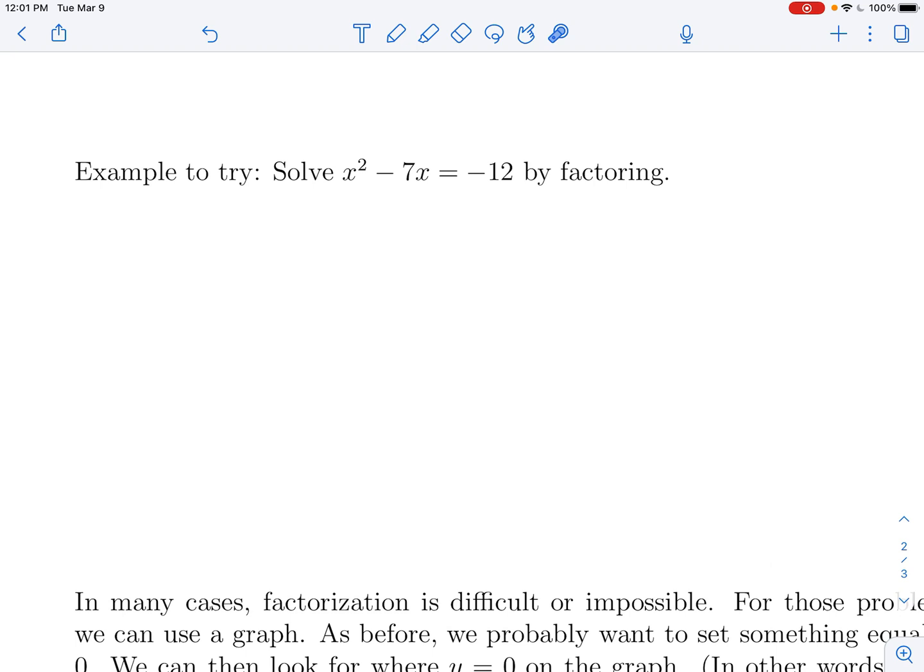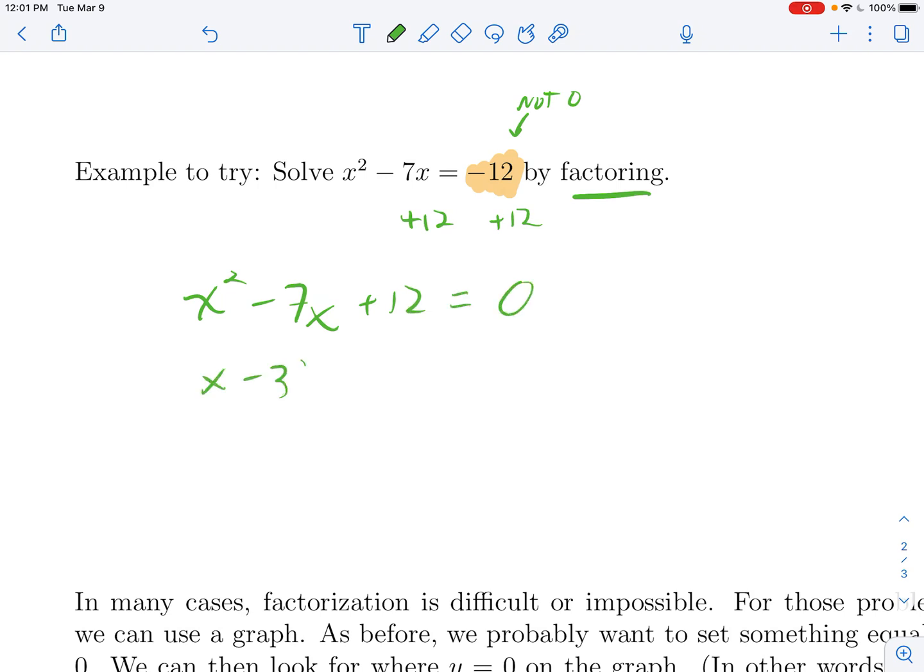All right, so I hope you've done that. And you might notice that this is not 0. Factoring really only works when things are set equal to 0. So we could add 12 to each side, and we would have x squared minus 7x plus 12 equals 0. This factors as x minus 3 times x minus 4.